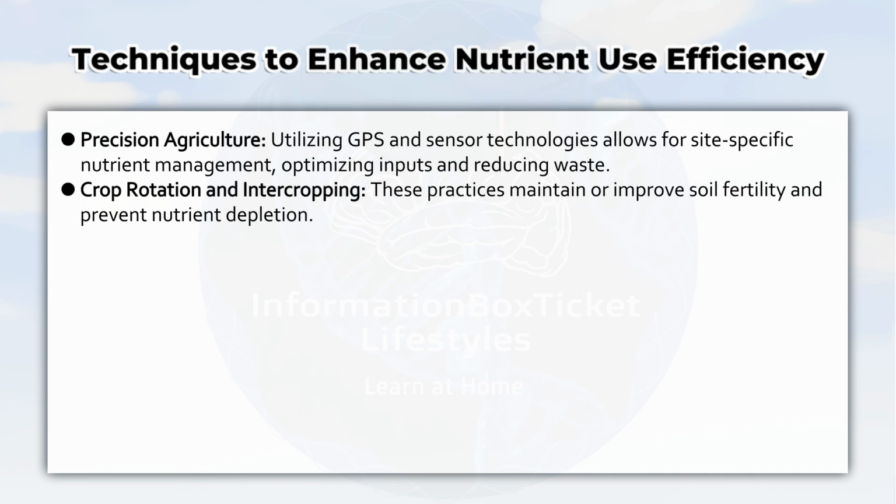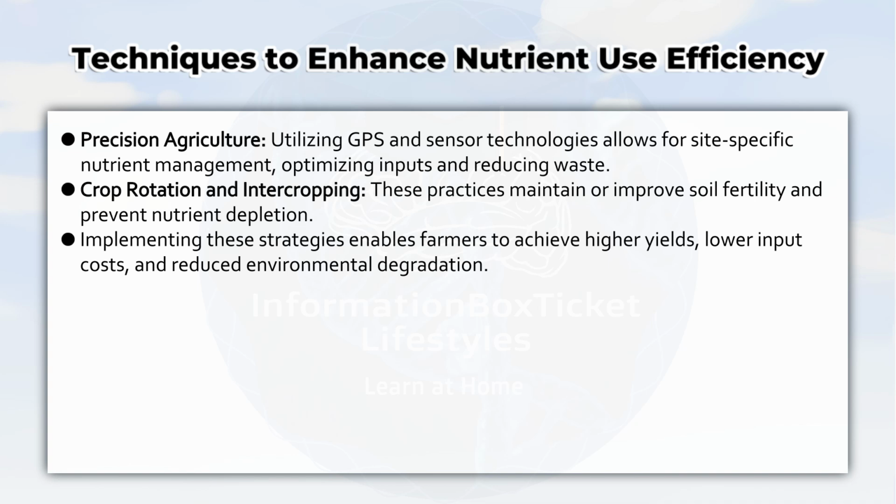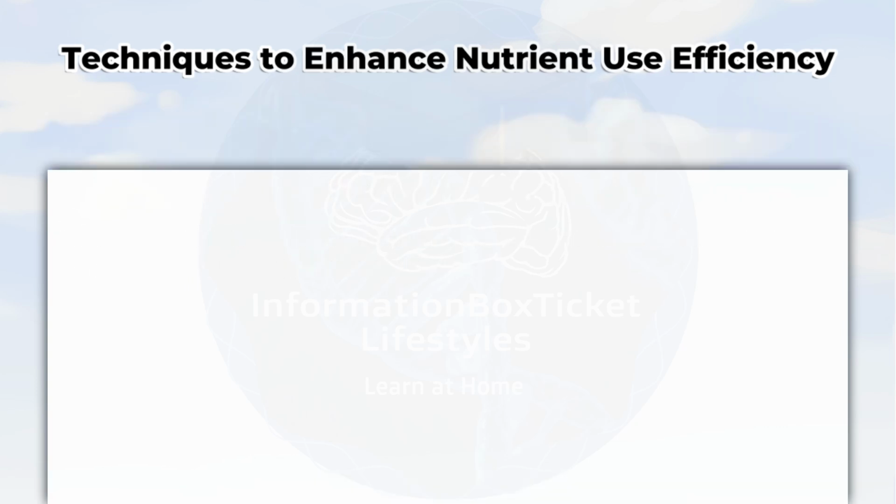Crop rotation and intercropping. These practices maintain or improve soil fertility and prevent nutrient depletion. Implementing these strategies enables farmers to achieve higher yields, lower input costs, and reduced environmental degradation.